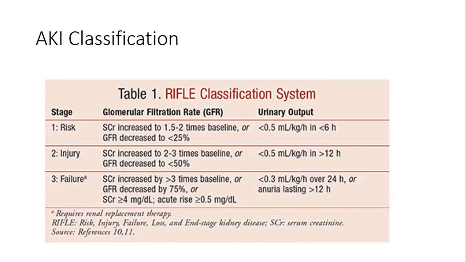So it's a complicated mathematical situation, but what you need to understand is 1.5 to 2 is risk, 2 to 3 is injury, and failure is more than 3 times. So you always look at the serum creatinine and look at the rise. If the rise is 1.5 to 2, think about risk. If the rise is 2 to 3, think about injury. If the rise is more than 3, you start evaluating if it's a failure, right?